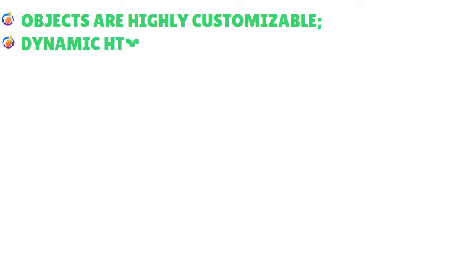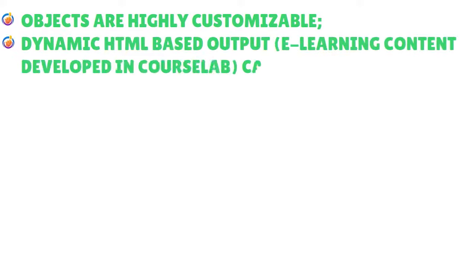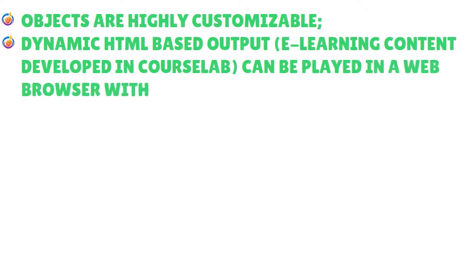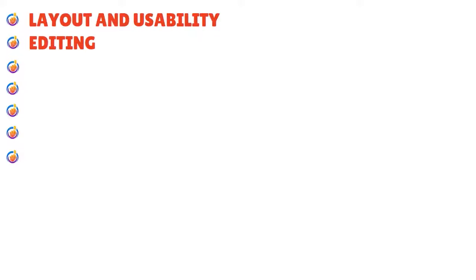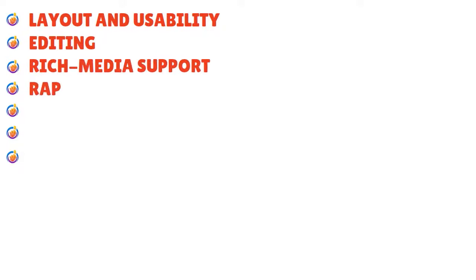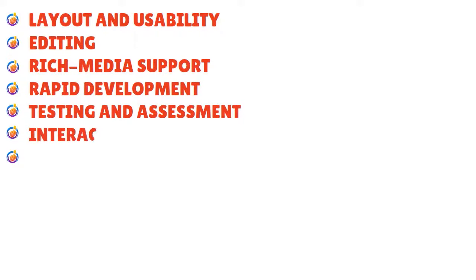You have dynamic HTML-based output, so e-learning content developed in CourseLab can be played in a web browser without Java or any other special player software. This is really good. So when you think about the feature list here, think about layout and usability, think about editing, think about rich media support, think about rapid development, think about testing and assessment.